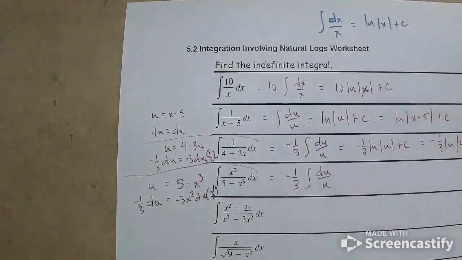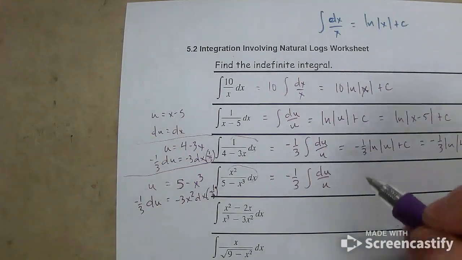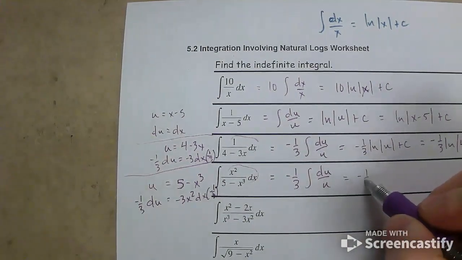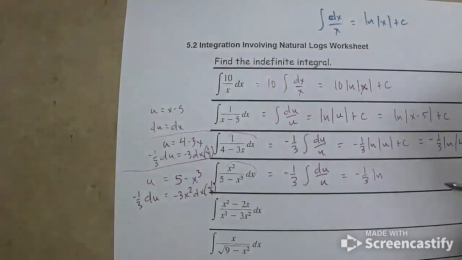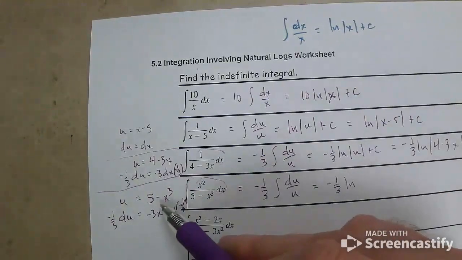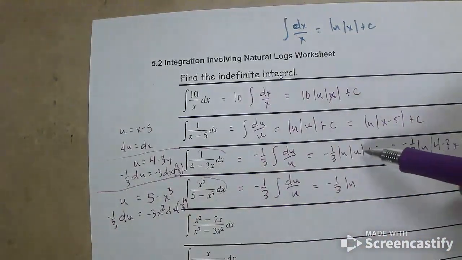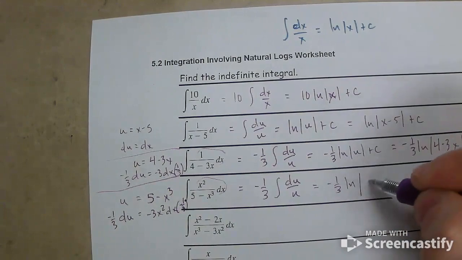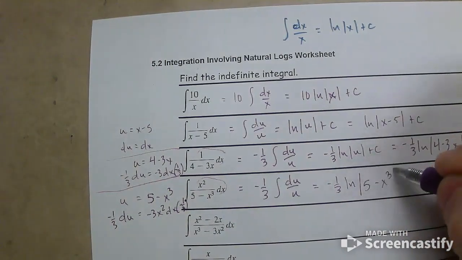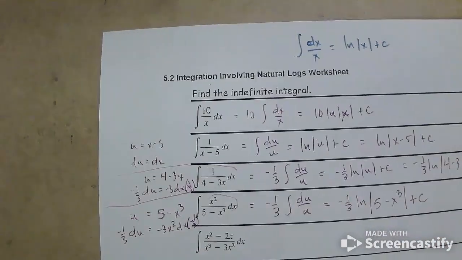And so it's pretty much the same setup as the problem above. This is going to be -1/3 natural log of u, which is just 5 minus x cubed. So if you want to skip this step that's in between and just plug in what your u is, feel free to do that.